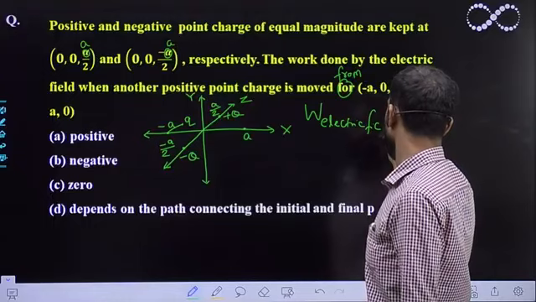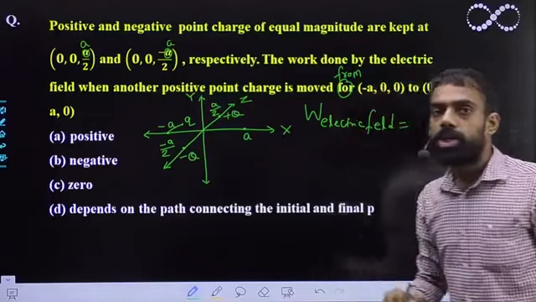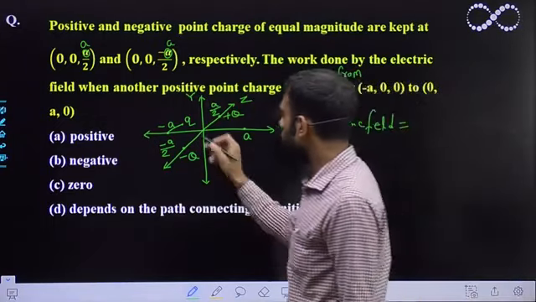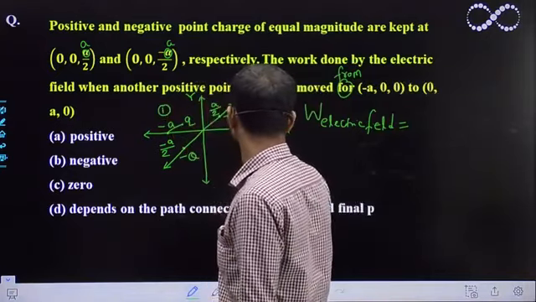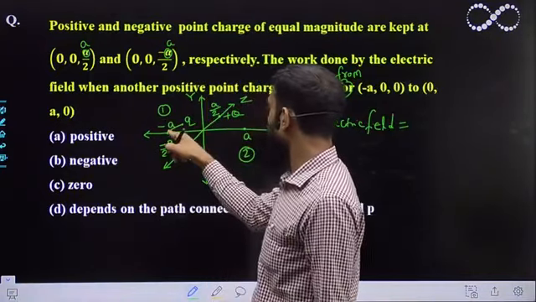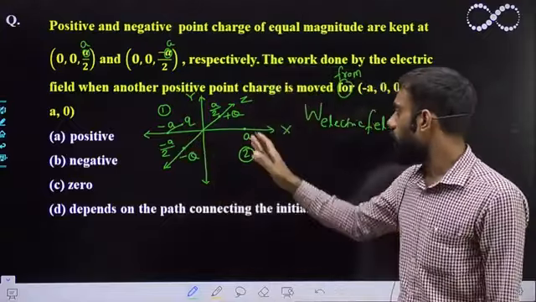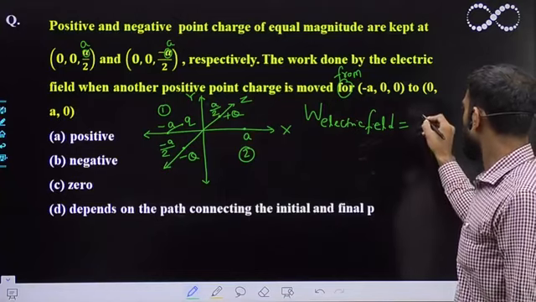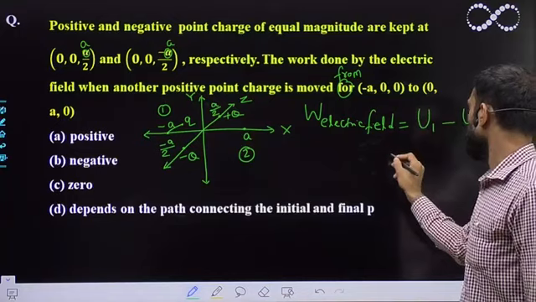So let us see, the work done by the electric field is nothing but the initial potential energy minus the final potential energy. Let us take this point as 1 and this point as 2. I am taking the point at minus A as position 1, and the other as position 2. So I can say the work done is the potential energy at 1 minus the potential energy at 2.